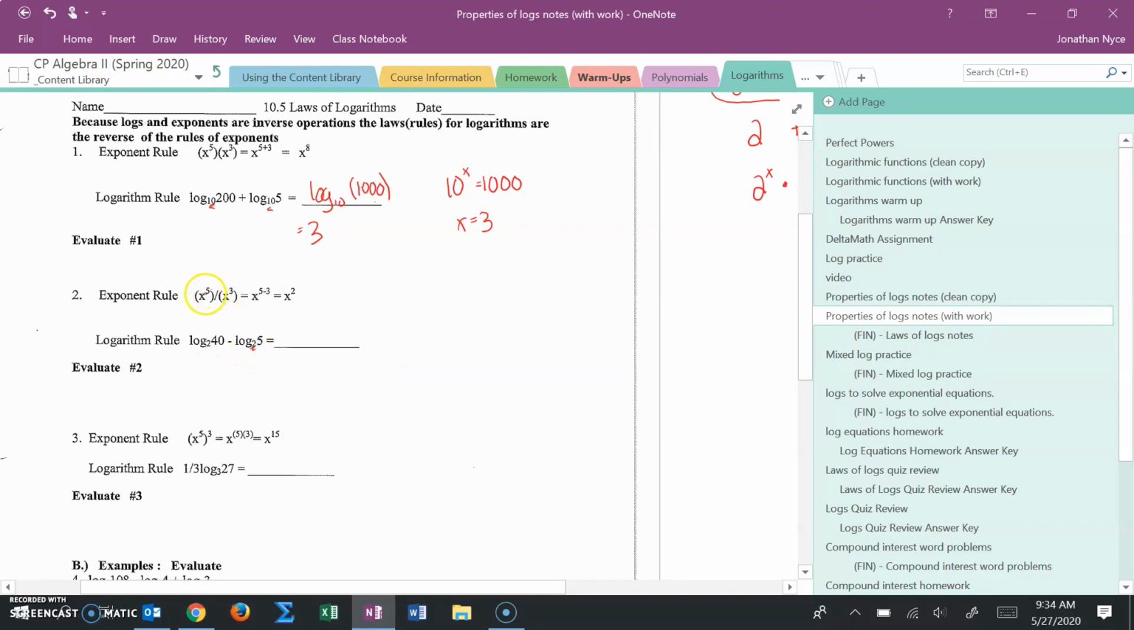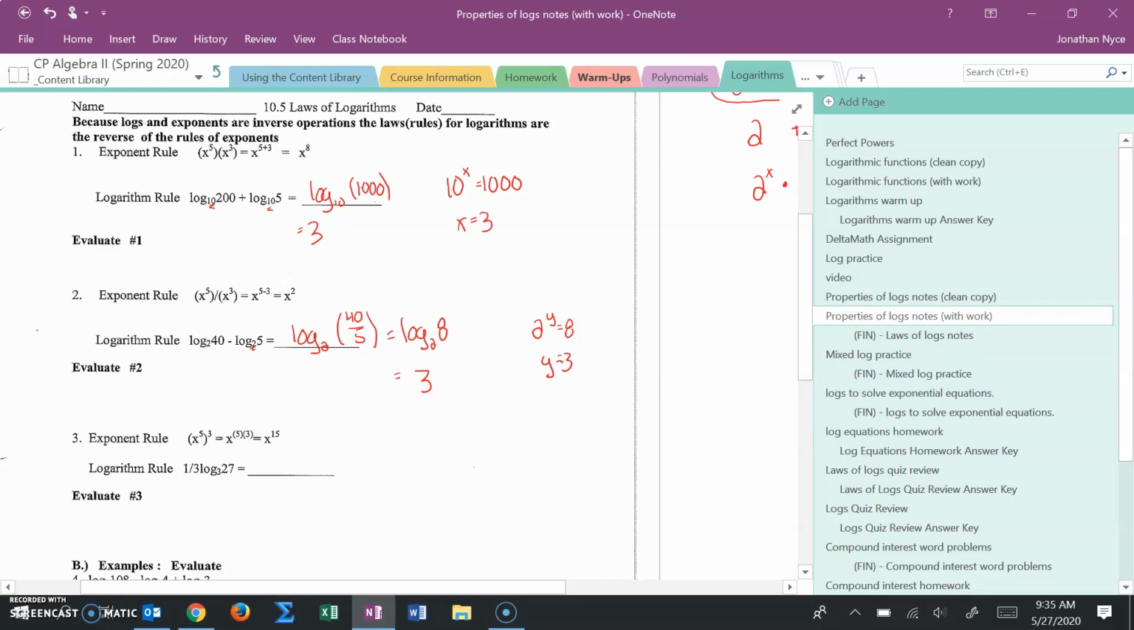Again, that comes from the exponent property. When you're dividing exponential expressions and the bases are the same, you subtract your exponents. So since logs are exponents, if we're subtracting exponents, we can rewrite that as the log of a division. So 40 divided by 5 is log base 2 of 8, and that's equal to 3. If we do 2 to what power is 8, we get 3.